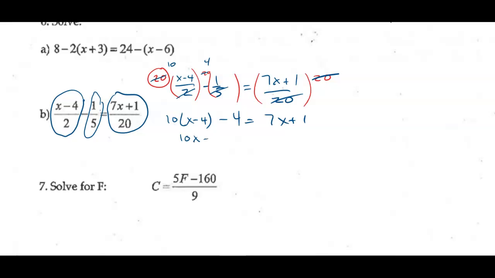Distribute your 10. Again, combine. I'm going to move the 2x over this time. I'm going to subtract 2x. All right, let me move it off to the side here. So that gives me 8x minus 44 equals 1.